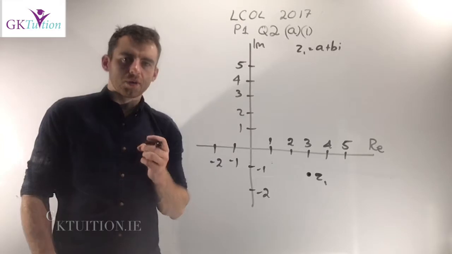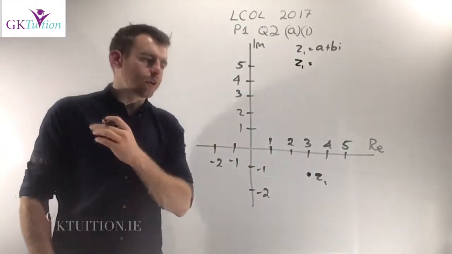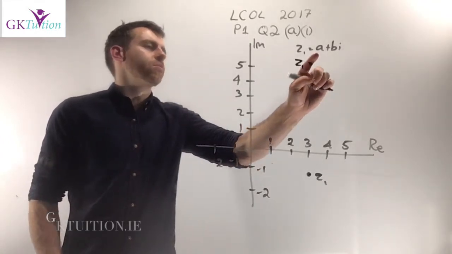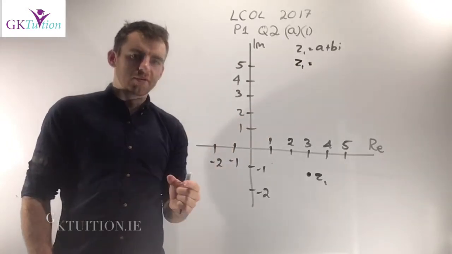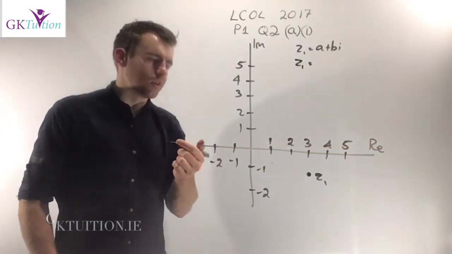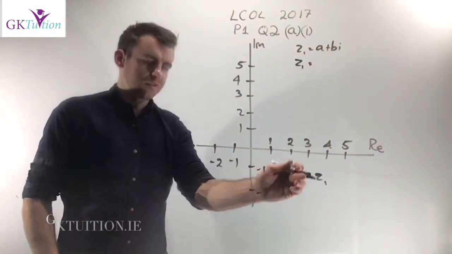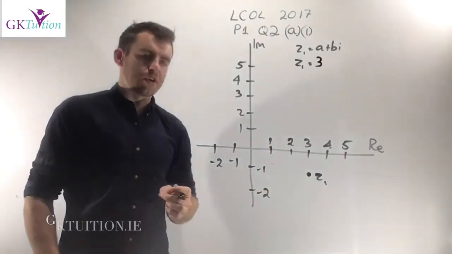Now, first of all, you should realise that if a question says write down, it means you don't have to do any work. You should be able to just look at it and tell what the answer is. When a complex number is written in the form A plus Bi, A represents the real value. So to identify the real value, we're just concerned with our horizontal line. Clearly Z1 is in line with 3 relative to our real line. So that means that I know that the real value must be 3.